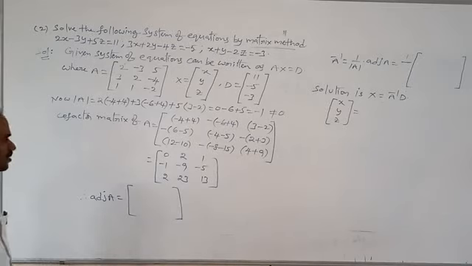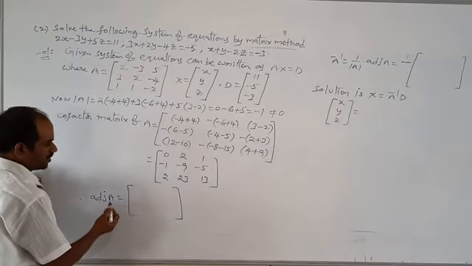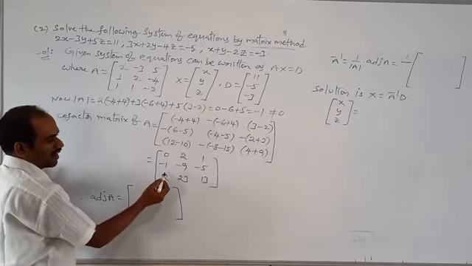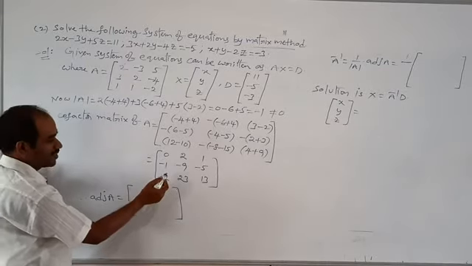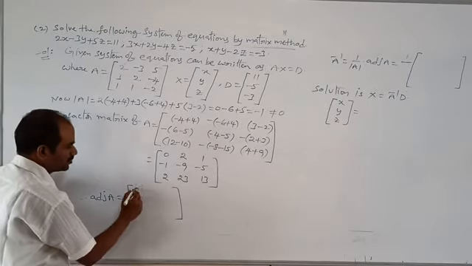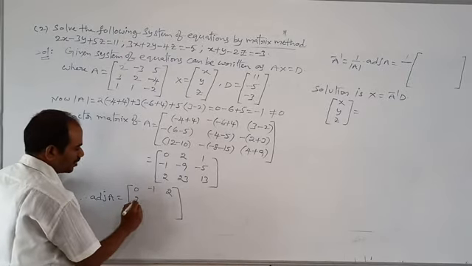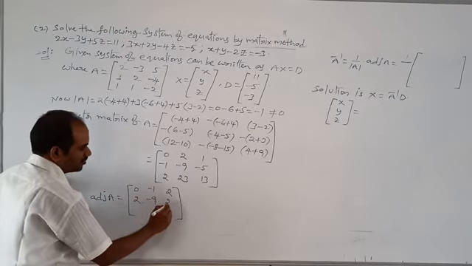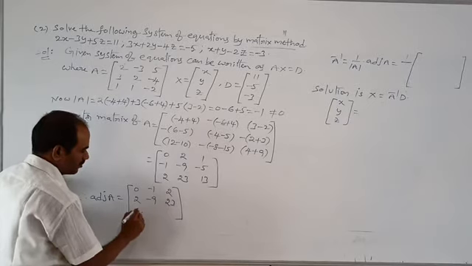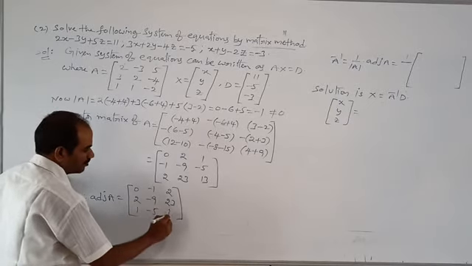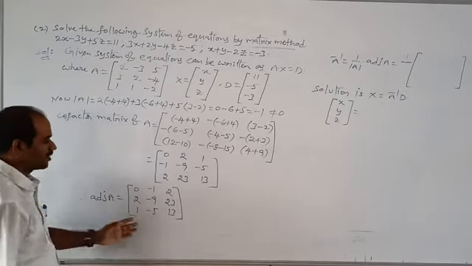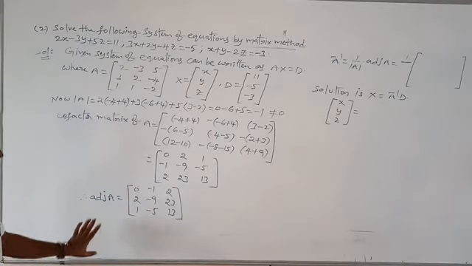Second step done. Next is the adjoint of A, the third step. The adjoint of A is equal to the transpose of the cofactor matrix. Transpose means rows to columns. First row: 0, minus 1, 2. Second row: 2, minus 9, 23. Third row: 1, minus 5, 13. This is the adjoint of A.